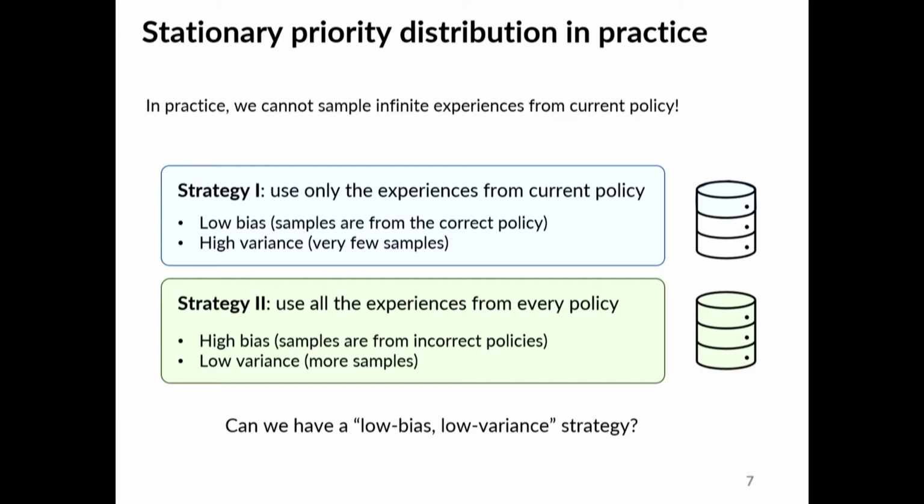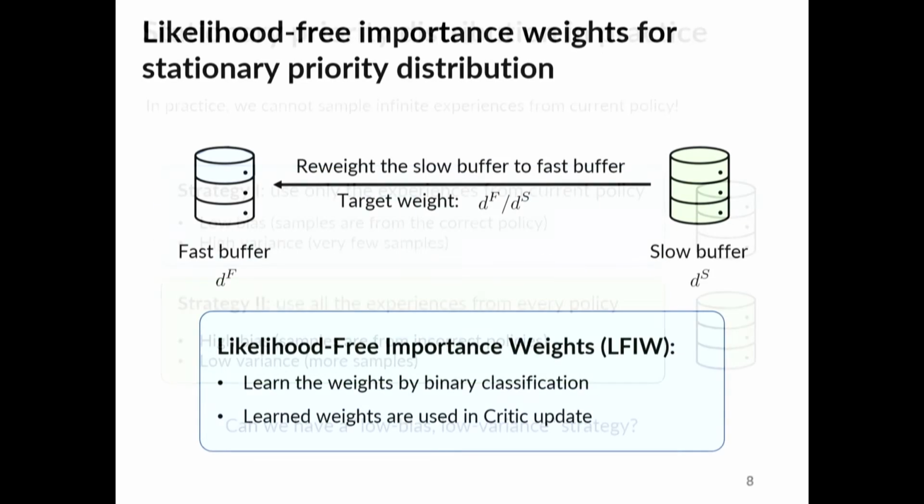Strategy two is simpler. We just use all the experiences from all the policies. This will typically have a higher bias than what we would get with the priority distribution, because the samples are from multiple policies and therefore different. But because there are more samples, they have lower variance. And because these experiences in some sense reflect the dynamics of the environment, we want to make use of them. So we are interested in a lower bias, lower variance strategy by comparing the two of them.